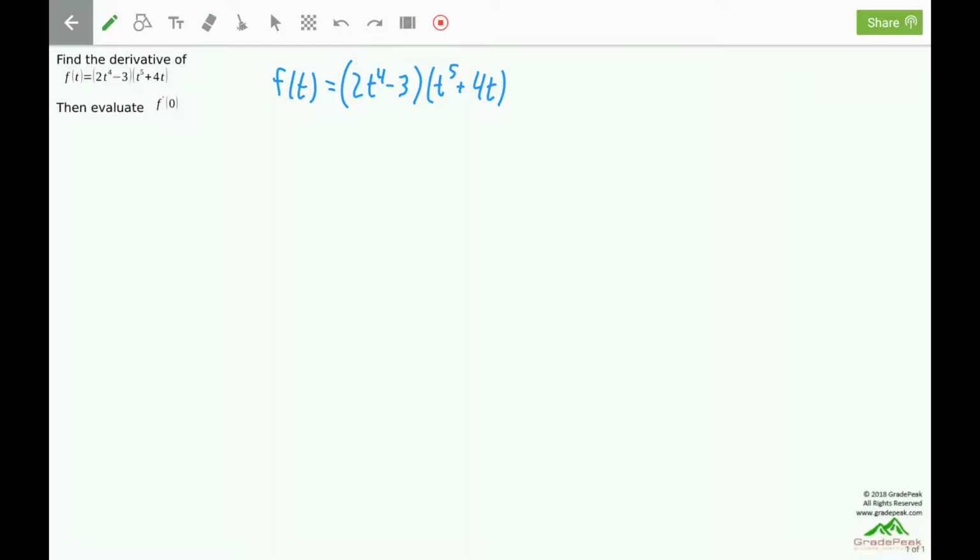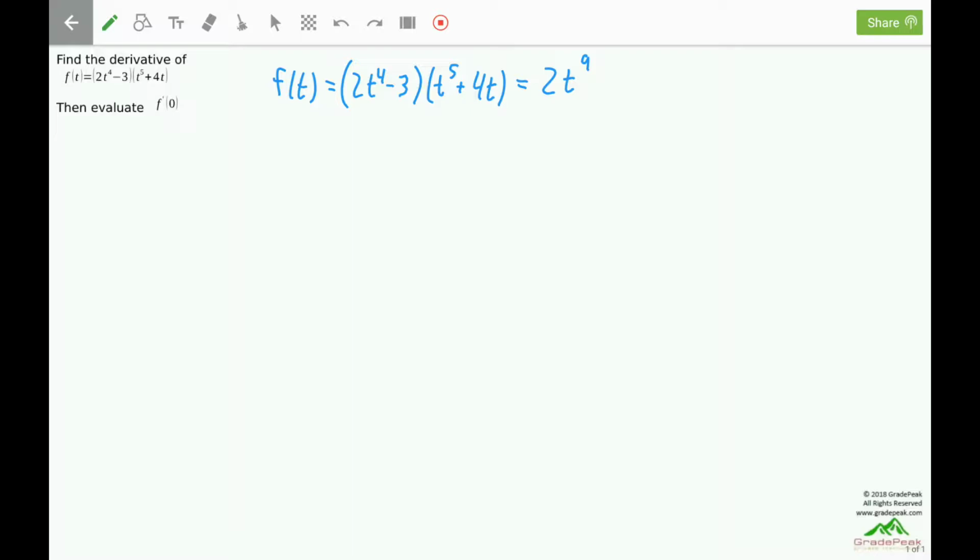Another option is to take the product directly if possible, which will make the derivative process a little simpler. And we can take the product directly by FOILing this out. So let's FOIL this out. First, 2t to the fourth times t to the fifth will be 2t to the 4 plus 5, 9.